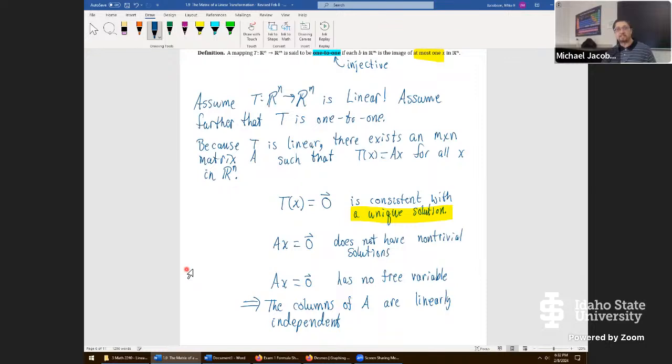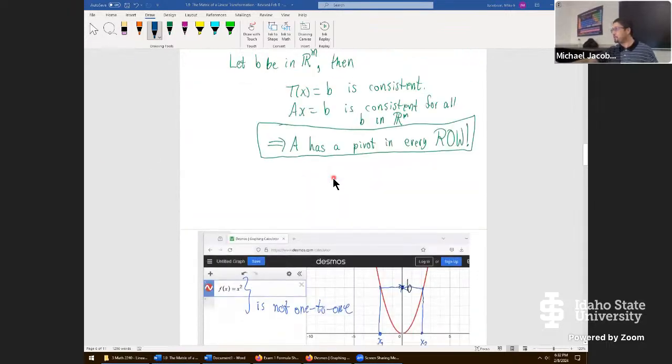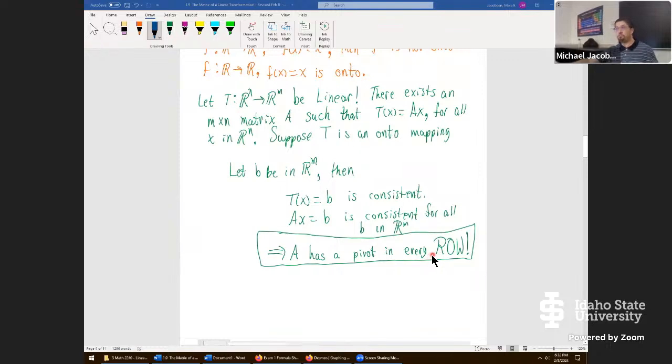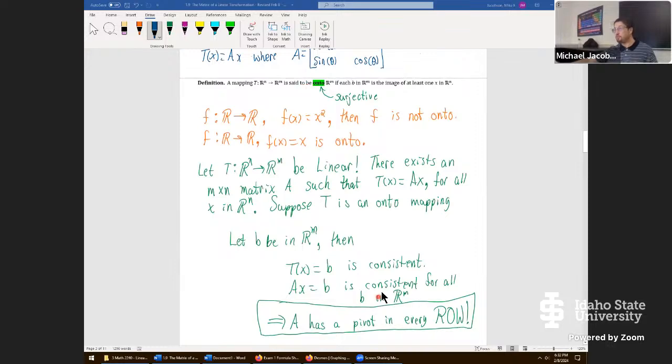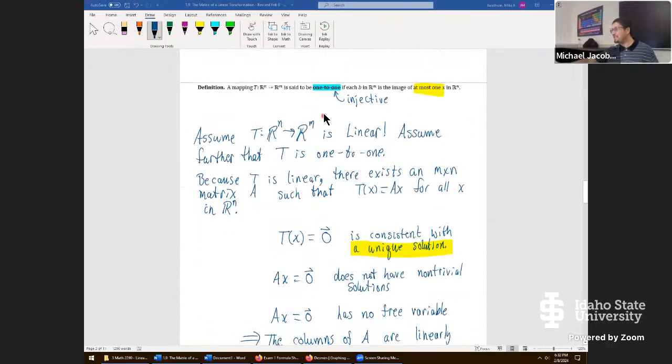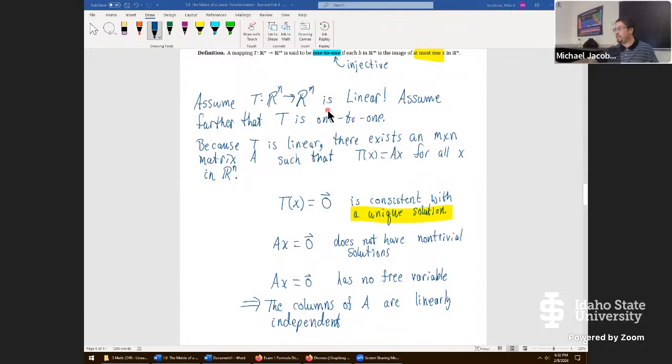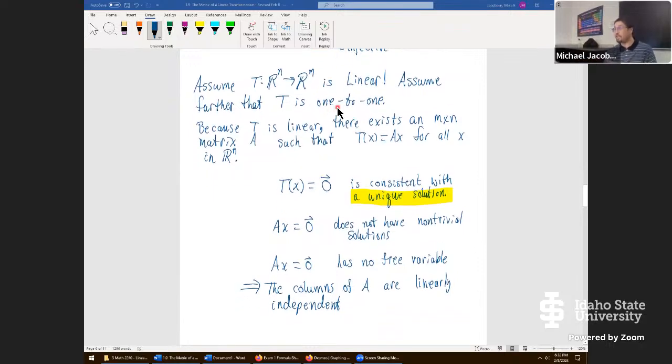So linear independence has more to do with 1-to-1, it turns out, if your transformation is linear. Likewise, if we're talking about onto, there's a pivot in every row, that's about spanning. So spanning is onto, linear independence is 1-to-1. That's kind of weird, but that's just how the definitions fall when we look at this. And we can do even one better. On the last part, we said the mapping is onto if the standard matrix A has a pivot in every row.